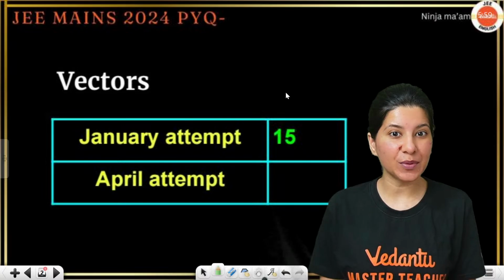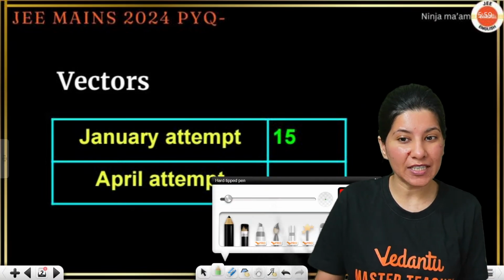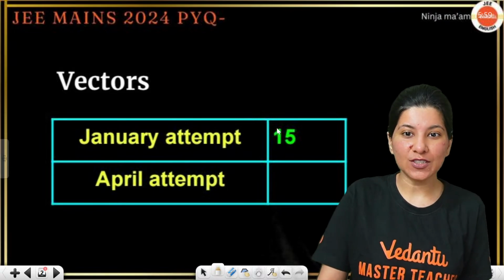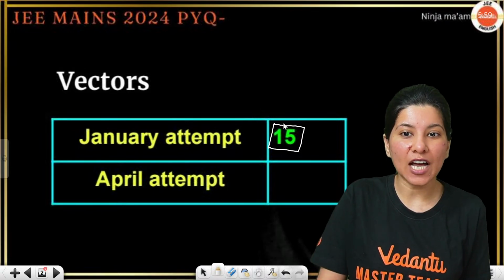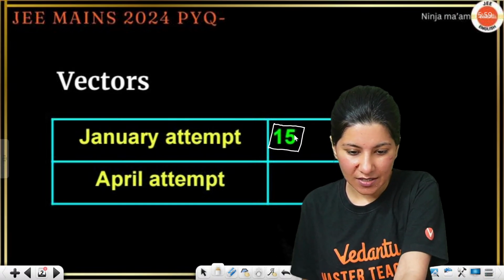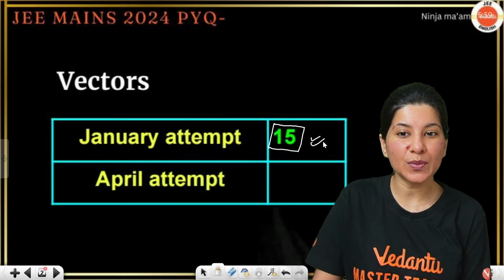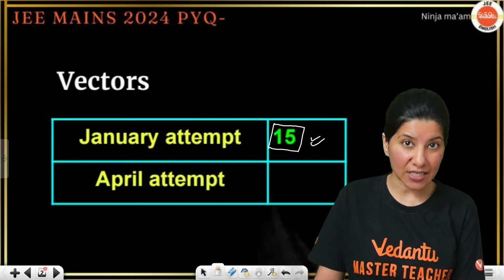Today we are going to cover the PYQs of the January attempt of JEE Main 2024. You can right here see how many questions were asked in the January attempt. 15 questions were asked in the January attempt out of 10 question papers.